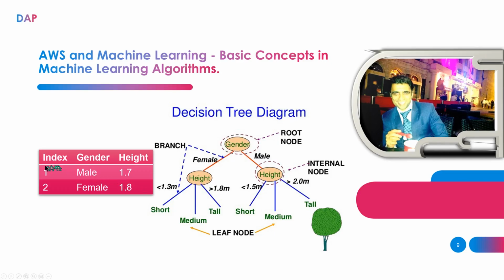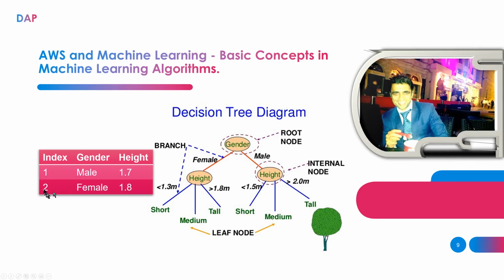Let's take the first record of this data set. The first record's gender is male, so it goes this way. Then it checks the height, 1.7. If it's less than 1.5 it goes here, but no, it's 1.7. So it goes here, and it's greater than 2 meters, but this one is neither less nor greater, so it will go here. So we come to know that this individual is medium size.